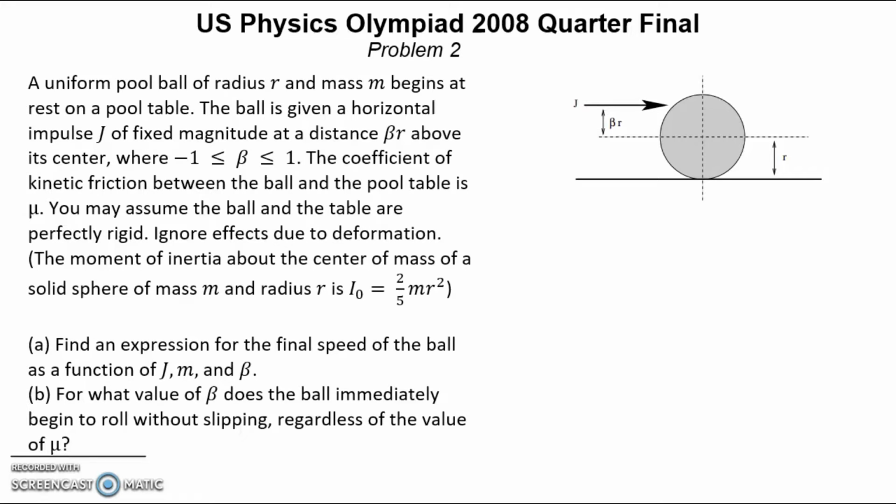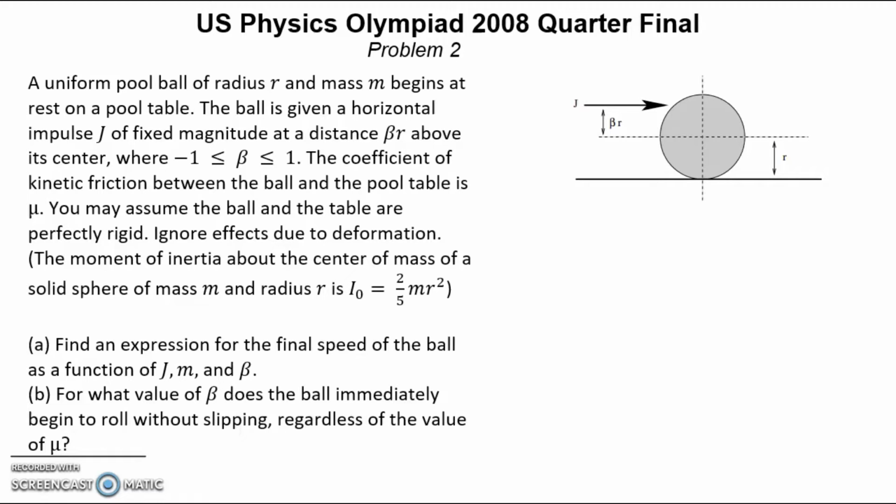Problem number 2. A uniform pool ball of radius r and mass m begins at rest on a pool table. The ball is given a horizontal impulse j of a fixed magnitude at distance beta r above its center, where -1 ≤ beta ≤ 1.